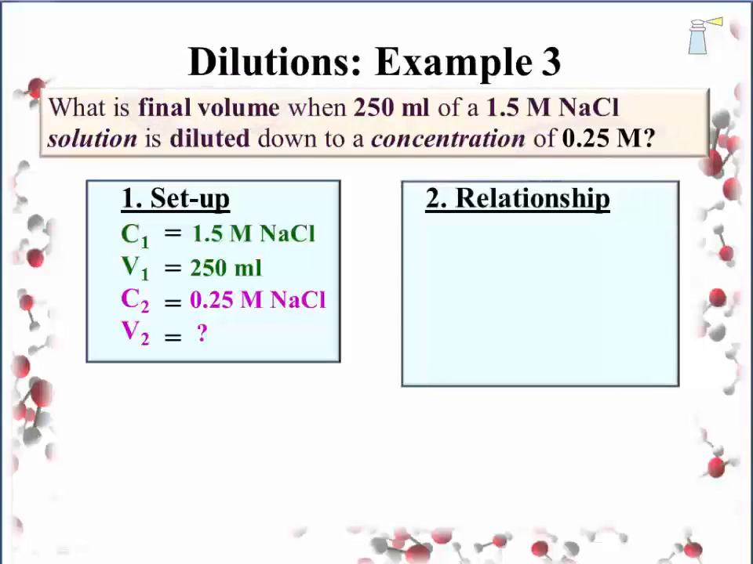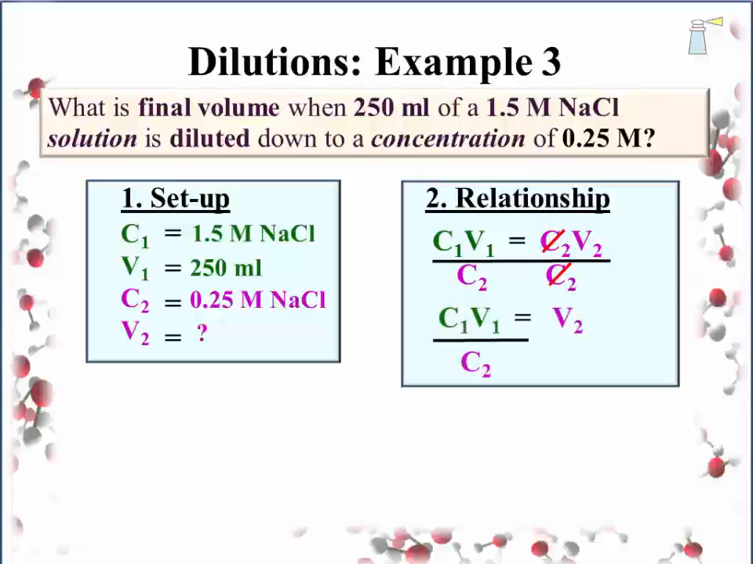What relates the known and unknown values? The C1V1 equals C2V2 equation. And like the previous problems, it is not solved for the unknown. And like the previous problems, the unknown is isolated by dividing both sides by its neighbor in this problem, C2. When both sides are divided by C2, the C2s on the right-hand side of the equation cancel out. The unknown is algebraically isolated.